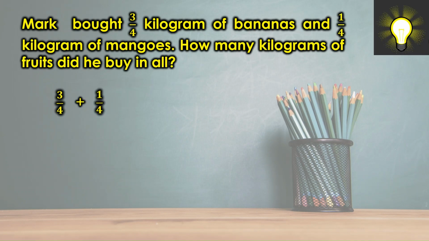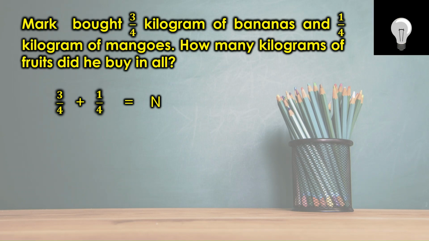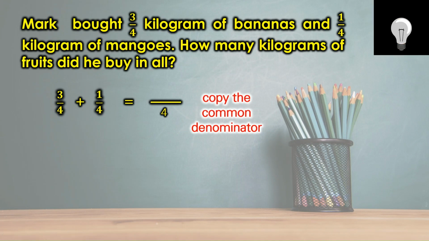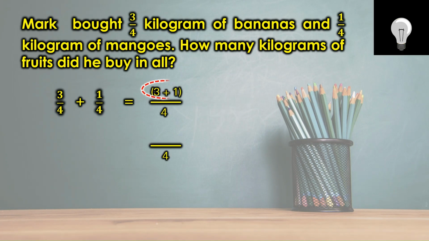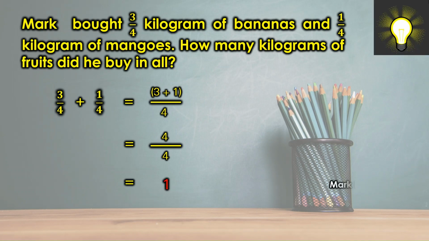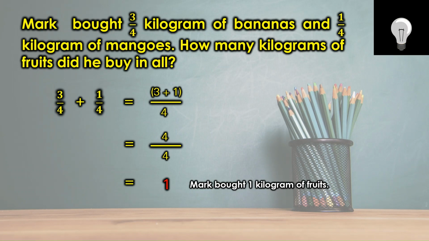Yes, addition. The number sentence should be 3/4 plus 1/4 equals n. What type of fractions do we have? Yes, similar fractions, since we have the same denominators. Since they are similar fractions, we can add all the numerators right away. Copy the common denominator, that is 4. Add the numerators, 3 plus 1 is equal to 4. To simplify the answer, since it is an improper fraction, 4/4, we divide numerator 4 by the denominator 4 to get an answer of 1. The answer: Mark bought 1 kilogram of fruits.